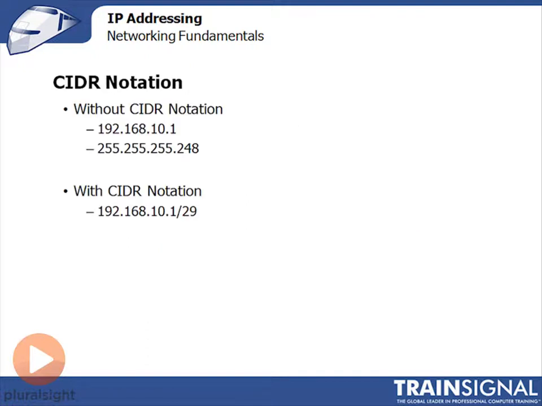Now, the last thing I'll tell you here is there is what's called the CIDR or CIDR notation. Without the notation, the way we saw it was an IP address of 192.168.10.1 and a subnet mask of 255.255.255.248. We can now simplify this by simply saying we have an IP address of 192.168.10.1 and put slash and then this 29, and that's the CIDR notation. The 29 represents the number of bits in the network ID.